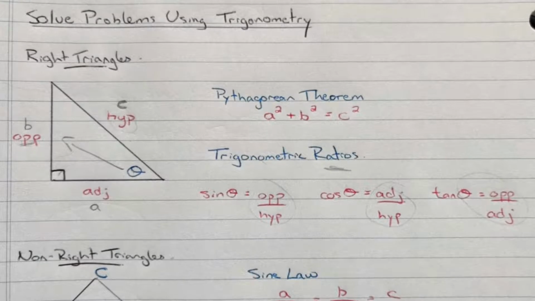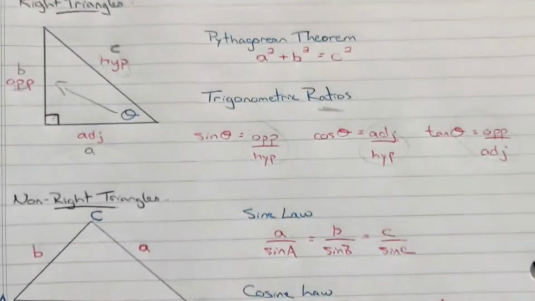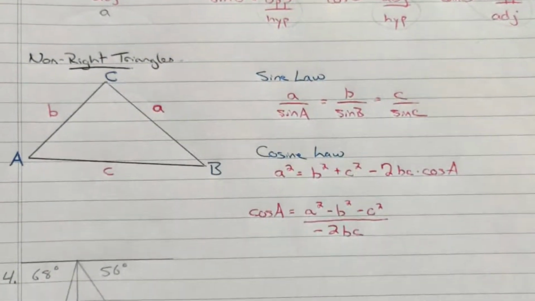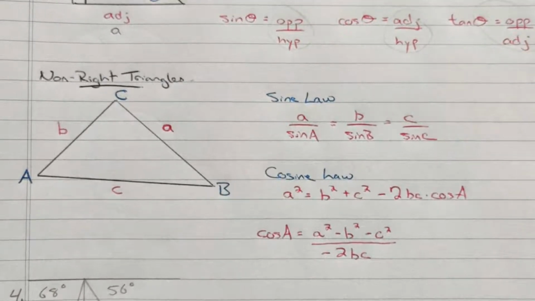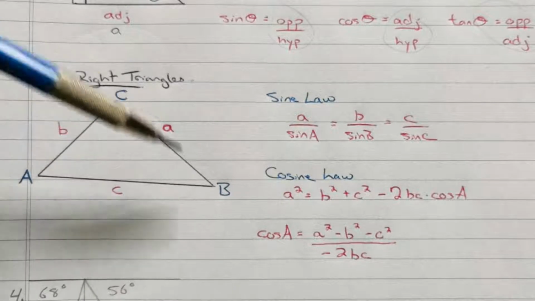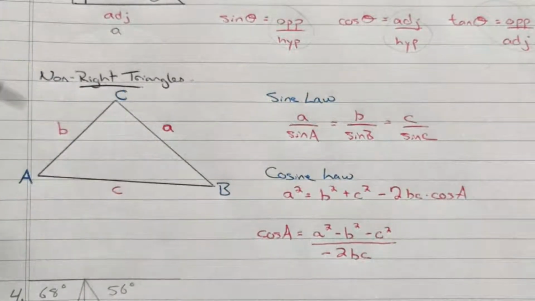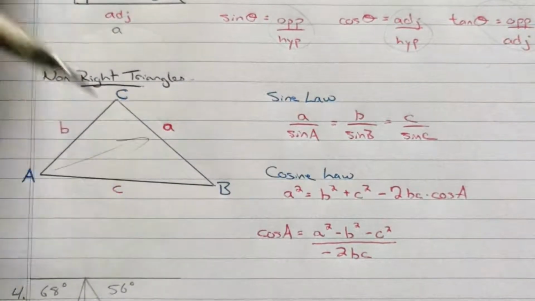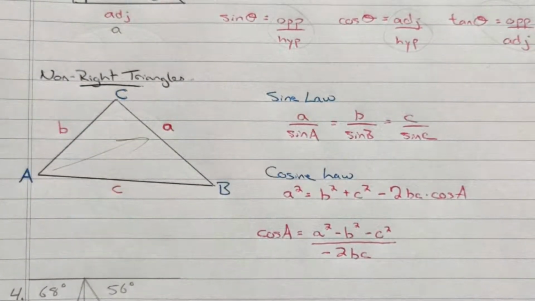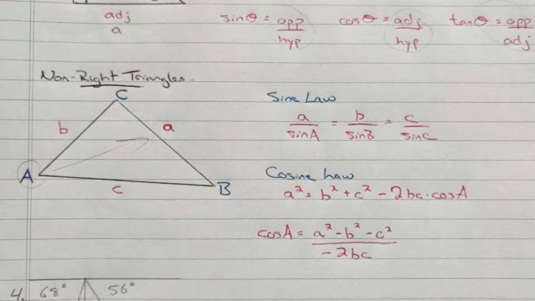If you are dealing with non-right triangles, then we move into the sine law and the cosine law. In a non-right triangle, whatever the angles are labeled as, we use capital letters, and then the opposite sides are labeled with a lowercase of that same letter. So if this is angle A, then the opposite side would be side a, and the same in each of the cases. Then you can either use the sine law or cosine law to solve these.